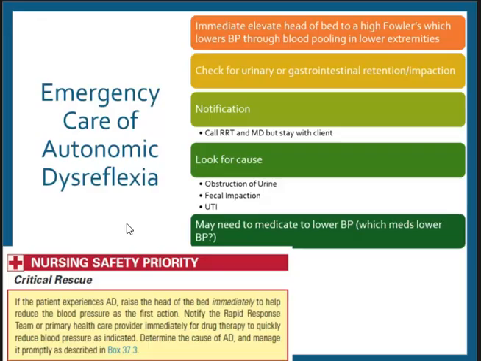Look for the cause. So is their Foley catheter obstructed? Is it kinked up? Do they have a UTI? Do they have a wound forming? You may need to give them medications to lower the blood pressure. So if the patient experiences autonomic dysreflexia, raise the head of the bed to reduce the blood pressure, call a rapid response, give them medication to lower their blood pressure, and determine the cause.